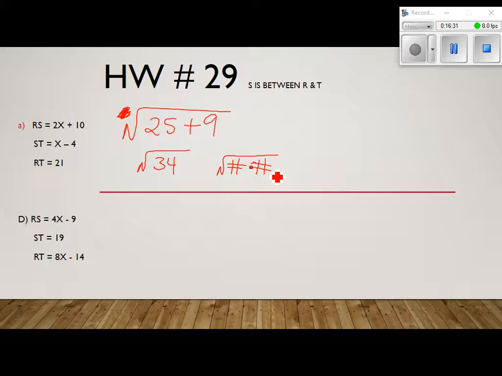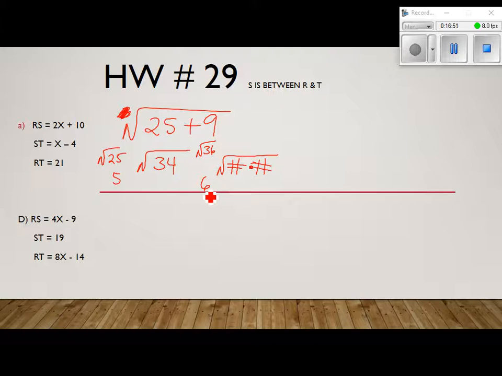Do 5 and 6. We know that the square root of 25 is 5. The square root of 36 is 6. It's going to fall somewhere in there. And I take that back. Dawson didn't use the calculator because he was pretty far off.